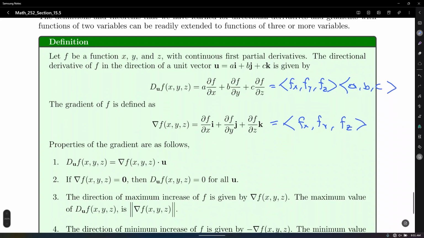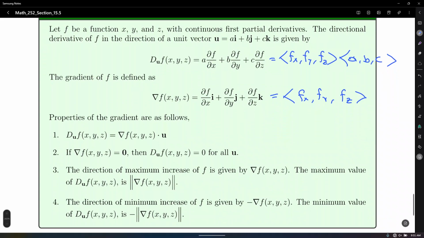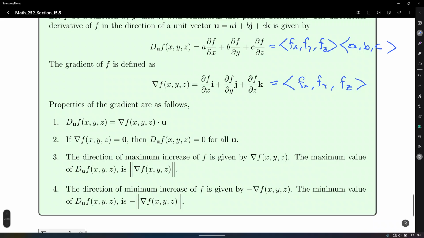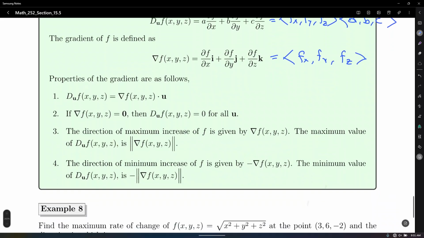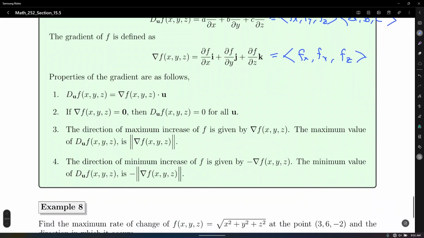All right. The same properties of the gradient are going to be extended to gradients in space. That is, number 1, the directional derivative, which is the dot product between a unit vector and the gradient. If it's the 0 vector, then the gradient must be 0 for all these vectors. And same, the direction of maximum increase is going to be given by the nabla vector evaluated at the point, and the magnitude gives the maximum rate. For minimum increase, just take the opposite. That's all. All right. Let's do one example.